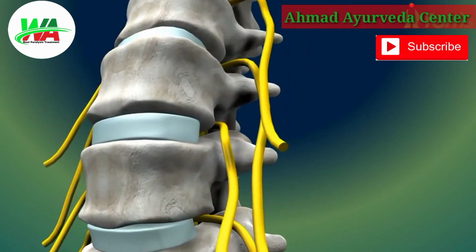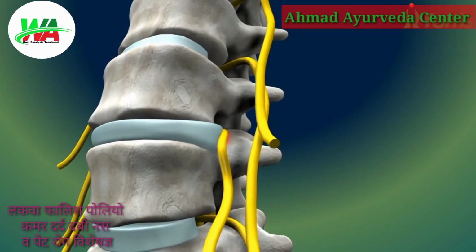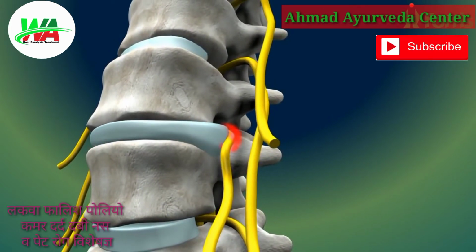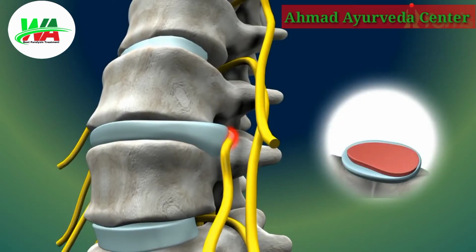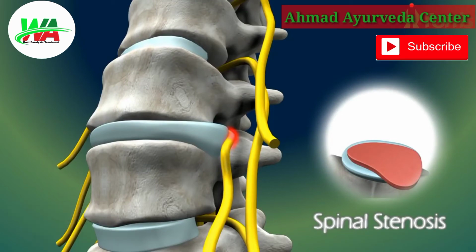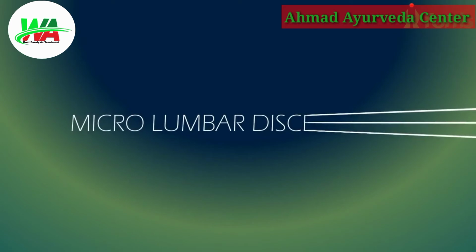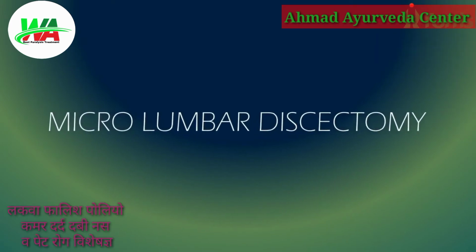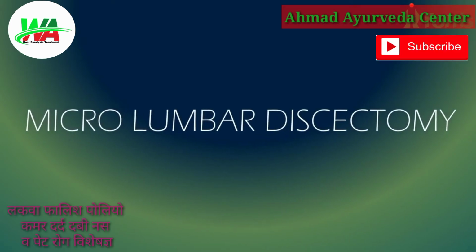When disc herniation occurs, the spinal disc is pushed outside its normal position, diminishing the space for the nerves. This spinal nerve compression can lead to spinal stenosis, where it involves more than one disc to prolapse. The surgical treatment of herniated disc in the lumbar region is called micro-lumbar discectomy.